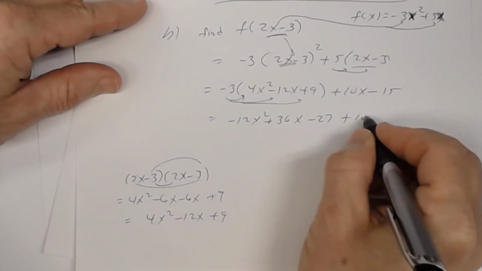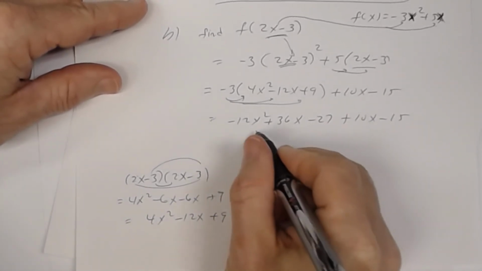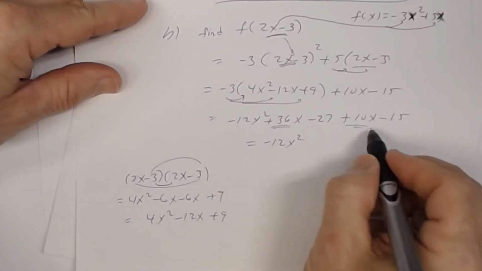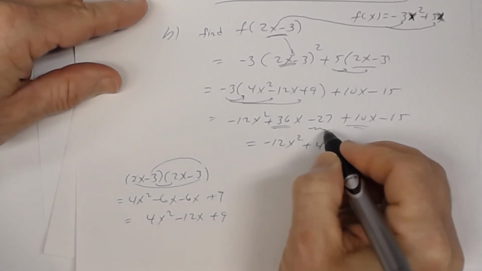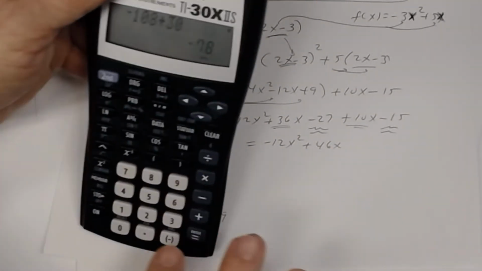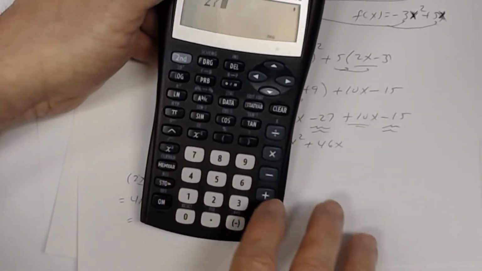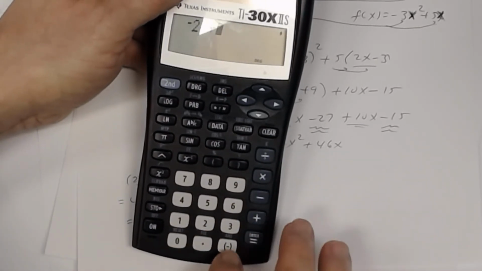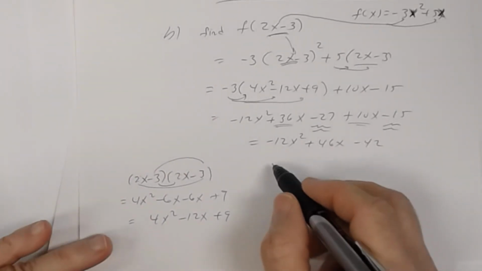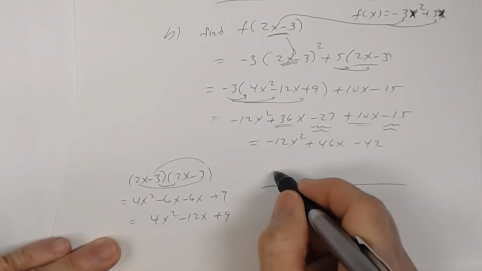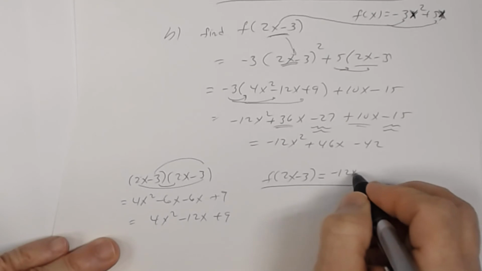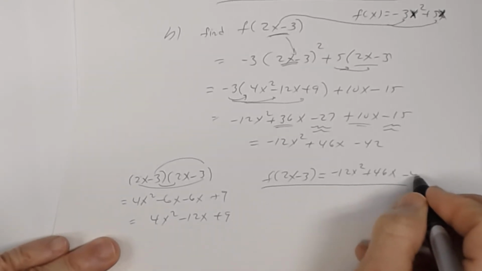And then just rewriting all of this over, and then combining like terms, I get negative 12x squared. 36x and 10x is 46x. A negative 27 and a negative 15, if you need your calculator, because some of you have problems with signed numbers, so you just say negative 27 plus a negative 15 gives you negative 42, so minus 42. And so you're going to write your answer, though. Your answer, you're going to say f of 2x minus 3 will equal this right here, negative 12x squared plus 46x minus 42.